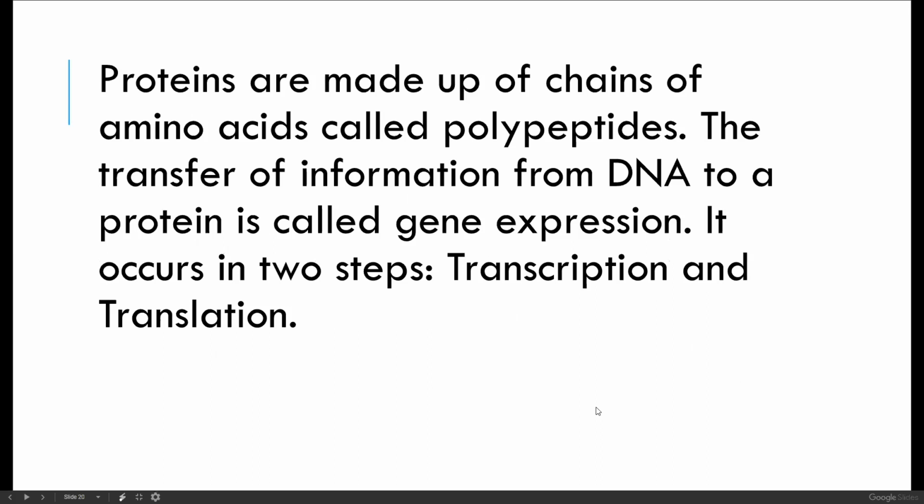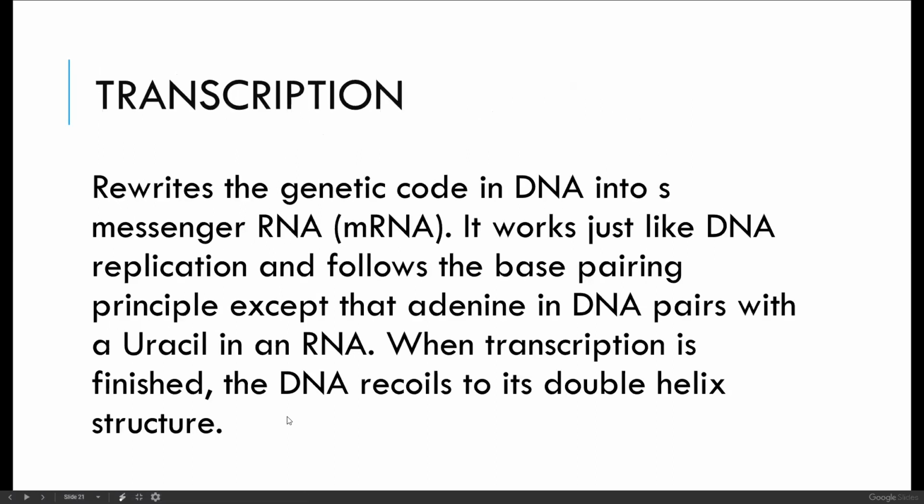Proteins are made up of chains of amino acids called polypeptides. Okay, poly means many. It is chains of amino acids. The transfer of information from DNA to protein is called gene expression. If the actual characteristic is being transferred, it can now be seen as gene expression. It occurs in two steps. Number one is transcription. Number two is translation. Let's tackle transcription first.